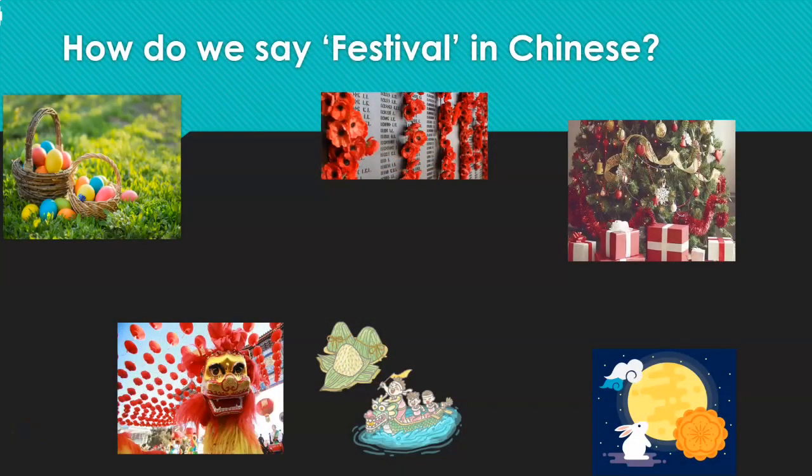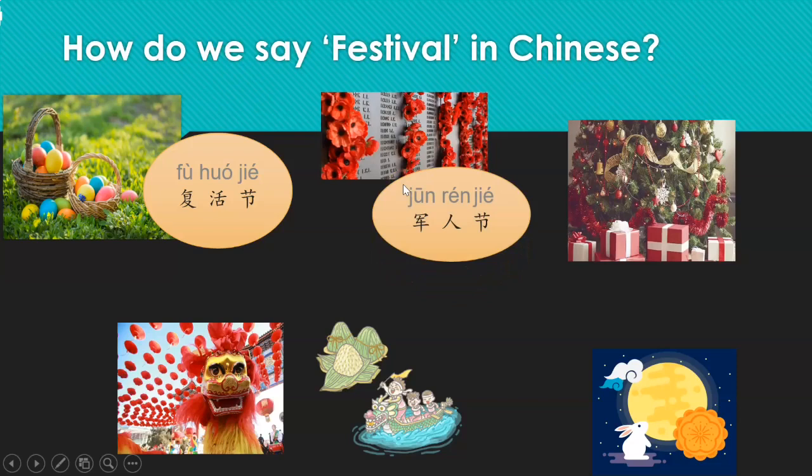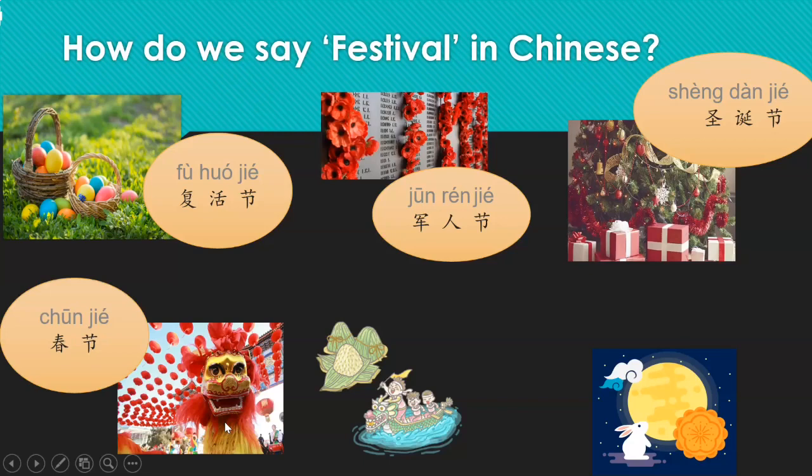So in the previous lesson, we were looking at the different names of these different festivals and trying to work out how to say festival in Chinese, right? Let's see if students can still remember. For example, 复活节, that is for Easter. 复活节. And then for the Anzac Day, it is 军人节. For example, for Christmas, it's 圣诞节. And then for the Spring Festival, we call it 春节.